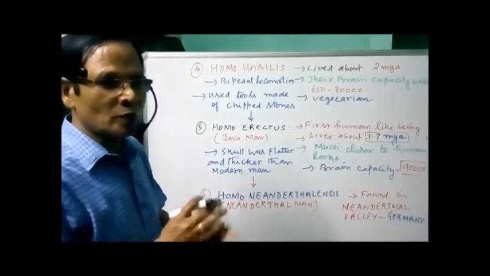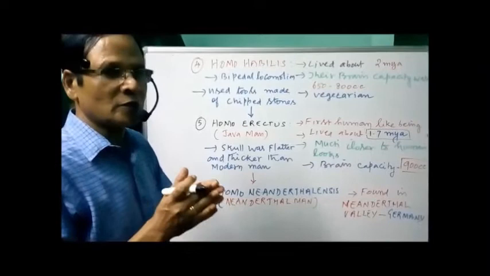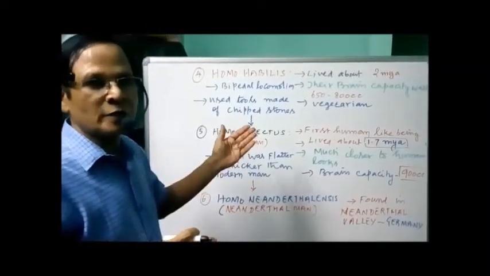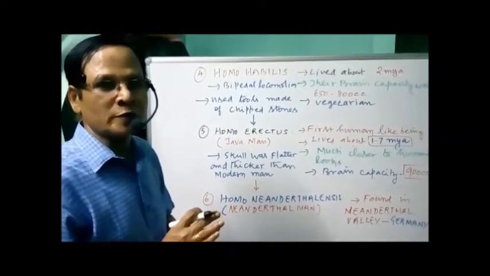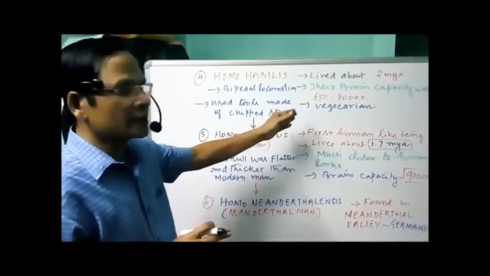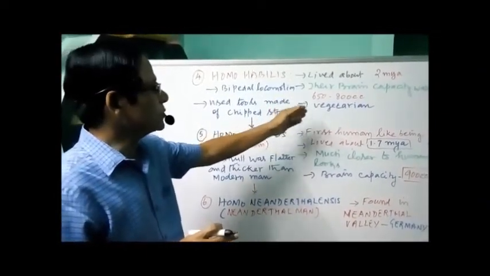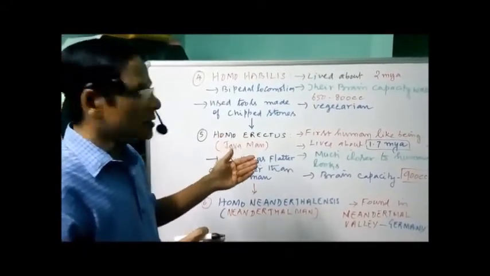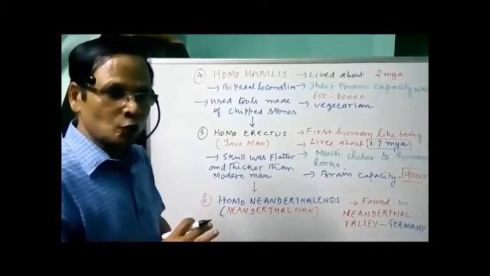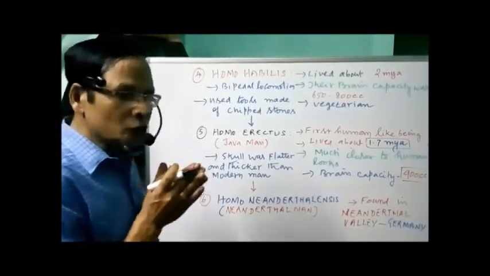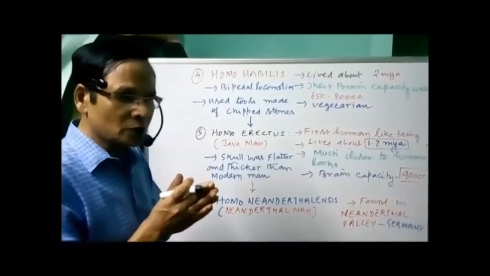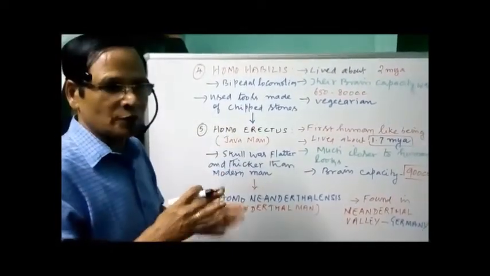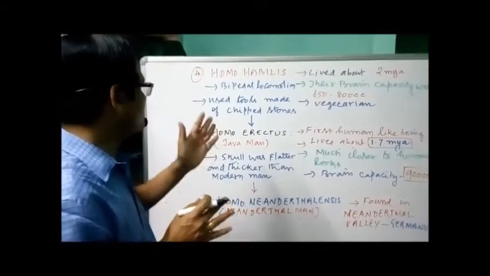I mentioned already that one of the apparent changes during human evolution was the increase in brain capacity. In Australopithecus, I mentioned about 350 to 450 cc. Now here a slight increase from 650 to 800 cc. They were normally vegetarian, ate fruits, and they used tools. First person to use tools. And these tools were made from chipped stones, not from iron.